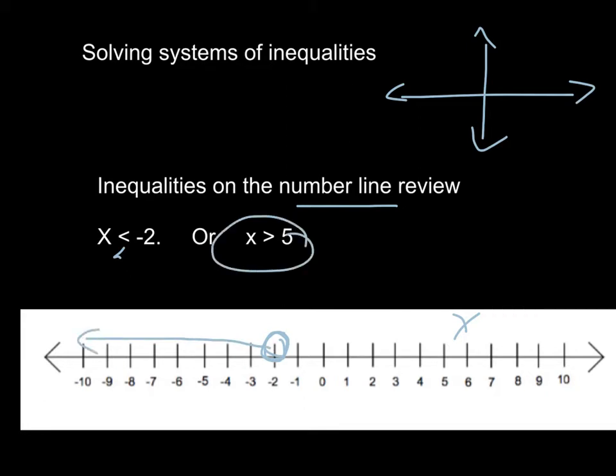If we had x is greater than 5, we would start right here at 5, open circle, because again, 5 is not included in x, and any point up here is an answer. None of these points in between -2 and 5 are solutions.